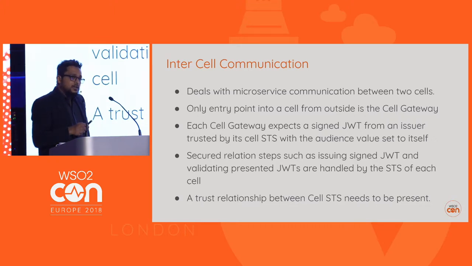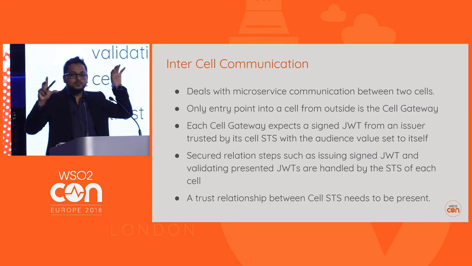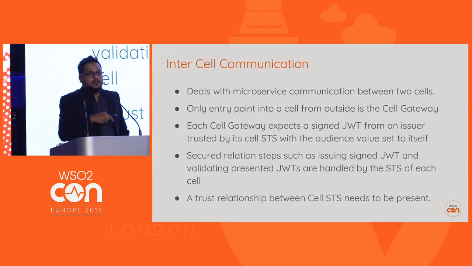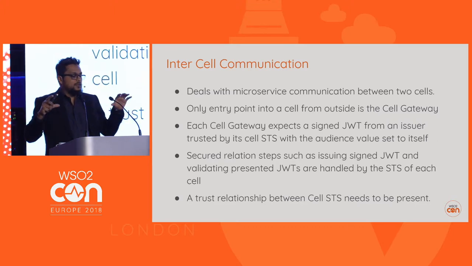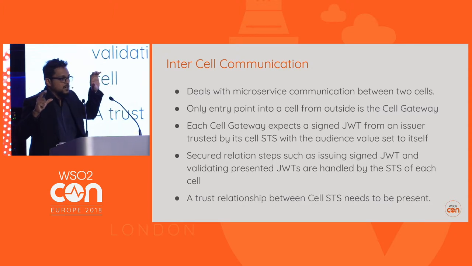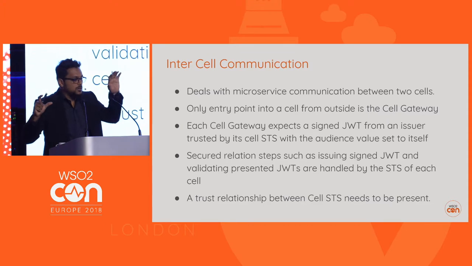Here, the inter-cell communication is based on the fact that each cell has its own security token service, right? So the requirement here is there should be a trust relationship between these two cell STSs. Provided that the STS in one cell trusts the STS in the other cell, inter-cell communication can work. If the trust relationship is not there, this is not going to work. This is similar to the STS federation and so on.